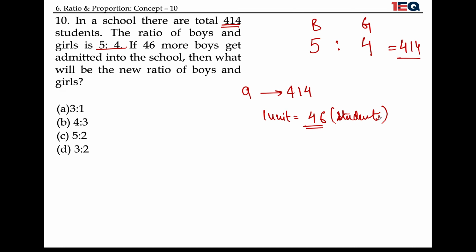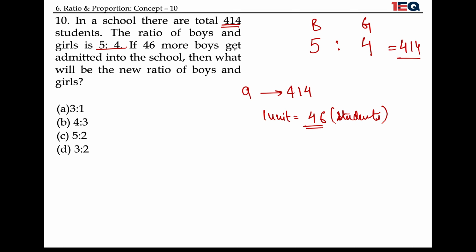When I say 46 students, why do I call them students and not boys and girls? Because we haven't segregated them on any basis right now. If I multiply 5 by 46, I would get the total number of boys. If I multiply 4 with 46, I would get the total number of girls. So 46 is the unit.